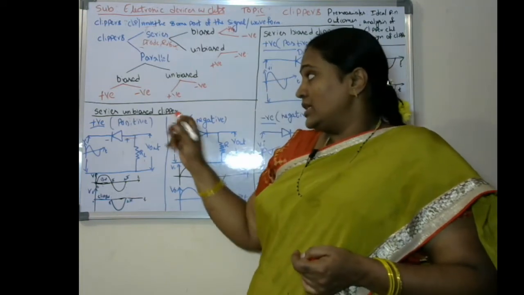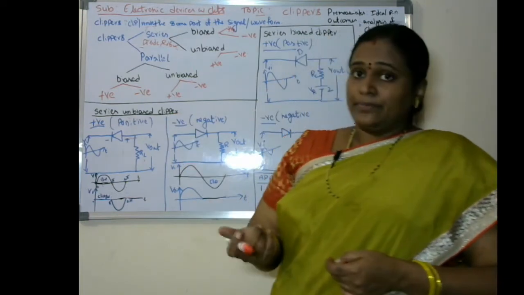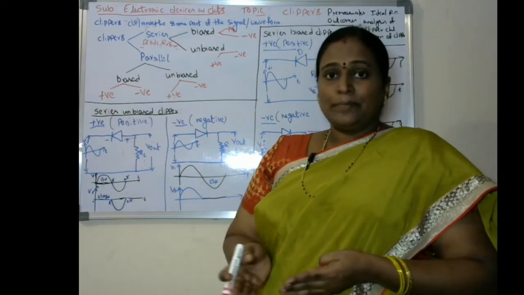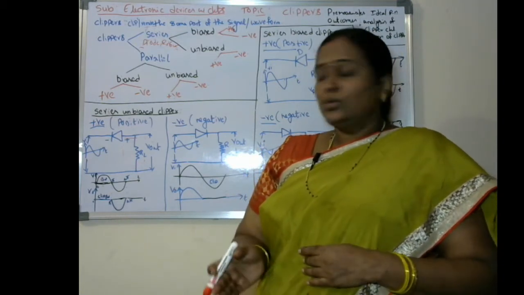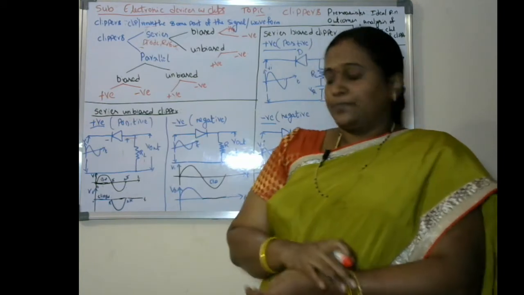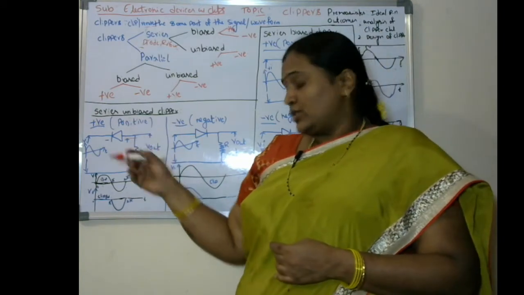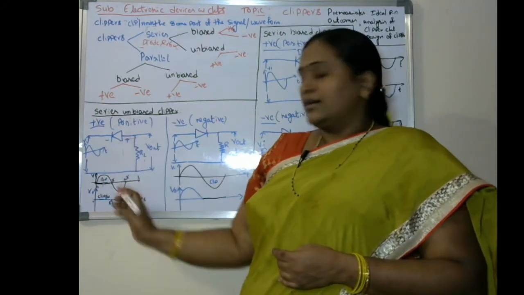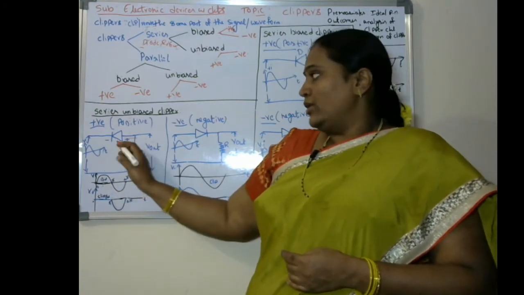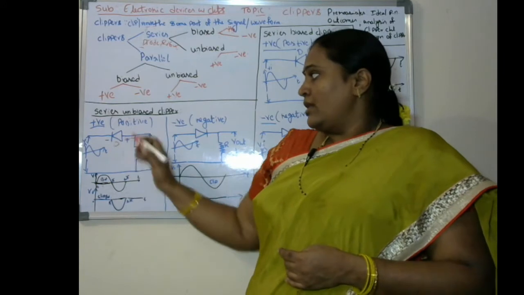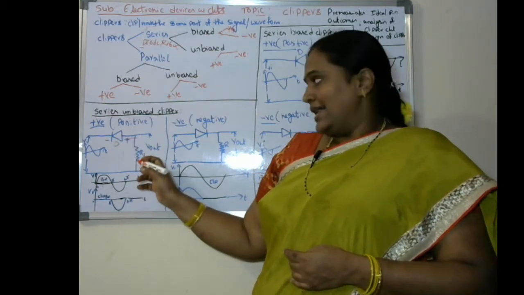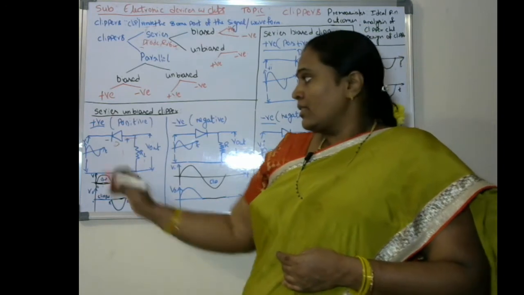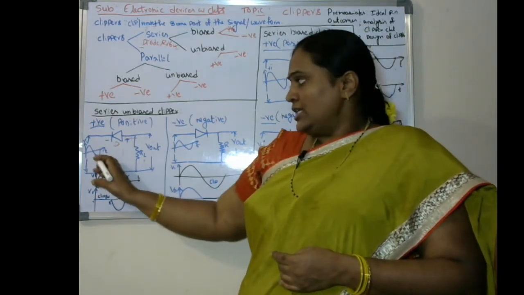Next, we have to see which portion it clips. If it clips positive, then it will be called a positive clipper. If it clips the negative, then it will be called a negative clipper. So first we are concentrating on the positive. We will see whether it clips the positive or negative. So this is the circuit. This is the diode and load resistance RL, and I am measuring the output across this RL. This is the input voltage.